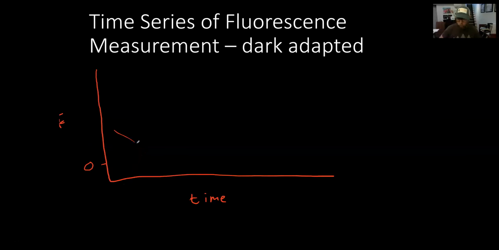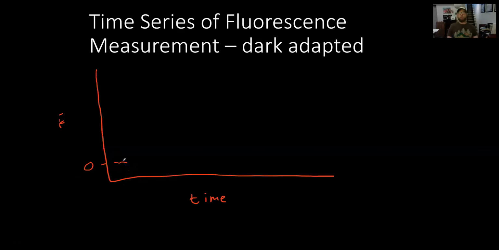So I'm going to draw you a picture of what's going on during a measurement. Okay, so you're going to clip it on a leaf and start measuring. And so the fluorescence value is going to be 0 at the beginning.